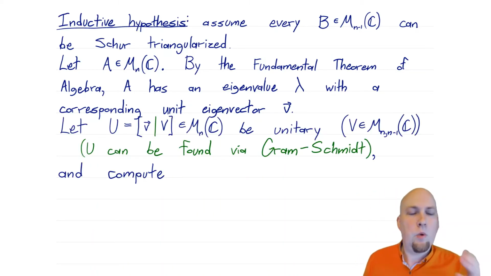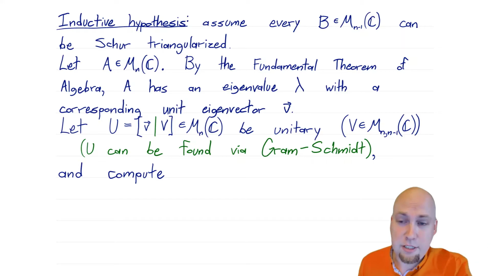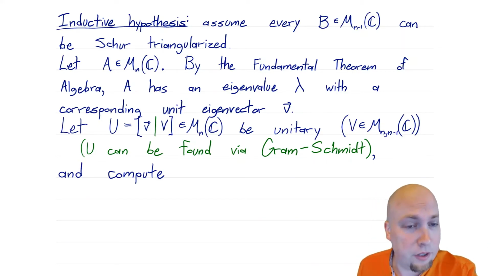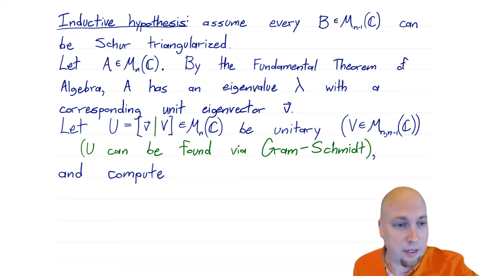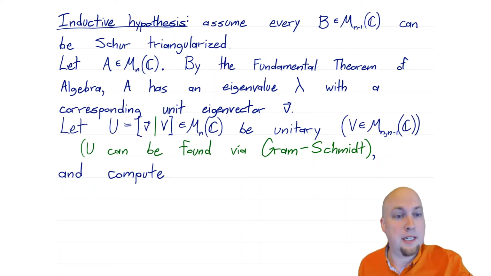Another thing that I should clarify before we go any further: we only need one eigenvalue and eigenvector. We don't need all of them. So I'm just picking one eigenvalue, it doesn't matter which one, arbitrarily, and some corresponding eigenvector.